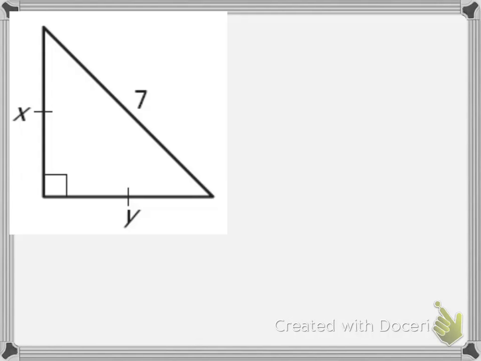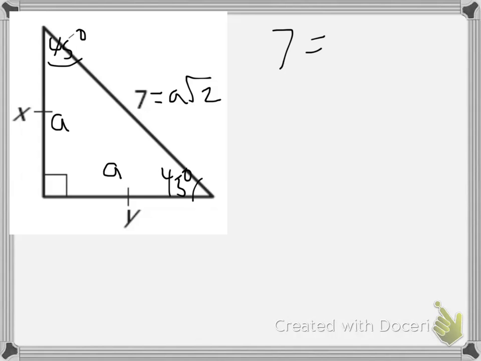So it's a 45, 45, 90. So 45 degrees, 45 degrees. Okay? And if we use the rule, this is a root 2, which means 7 equals a root 2. And x and y are the same, which isn't surprising. That's why it's an isosceles right triangle. So we go 7 equals a times the square root of 2.